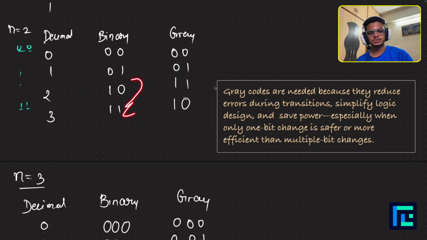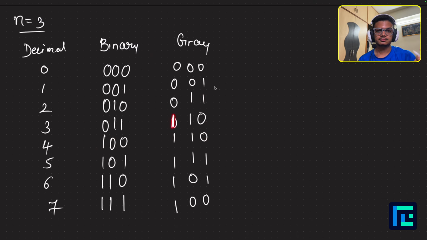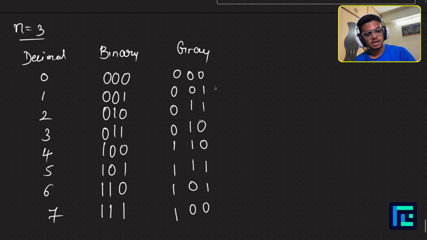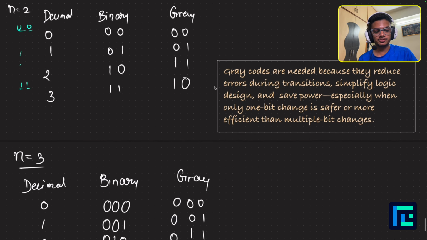I'll show you one example. Let's say you try to go from 3 to 4. How many bits are changed here? 1 bit, 2 bit, 3 bit. 3 bit changes. But in 3's Gray code, if you want to go to 4's Gray code, only 1 bit is changed. Which bit? This bit. So this is of course more efficient, it saves power. So Gray codes are very important. That's what I was trying to stress.